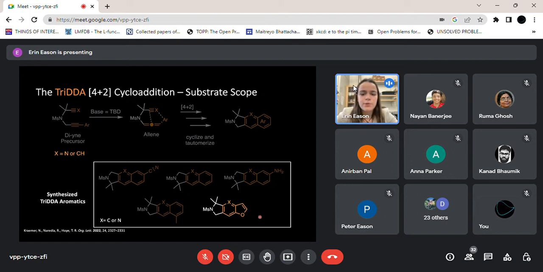And then the final substrate that we tried here was just a furan ring. This study showed that heteroaromatics are also compatible with this type of reactivity, and they can be cyclized at room temperature, no problem. This wraps up the introductory study of what possible substrate classes we're able to make with these tri-DDA cyclizations. And then we did two other experiments in this work just to understand a little bit more about our reactivity.